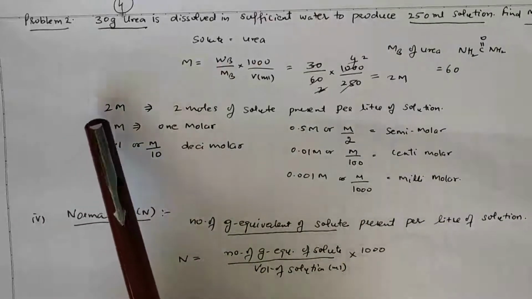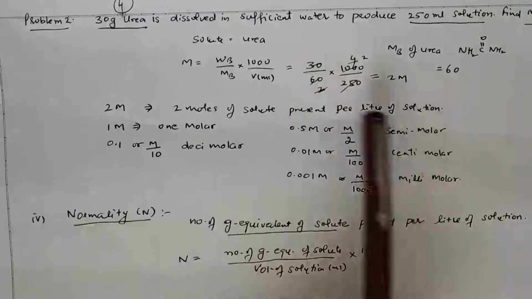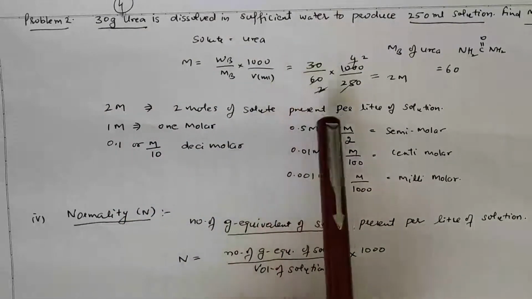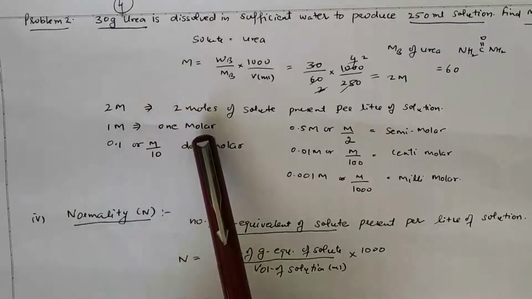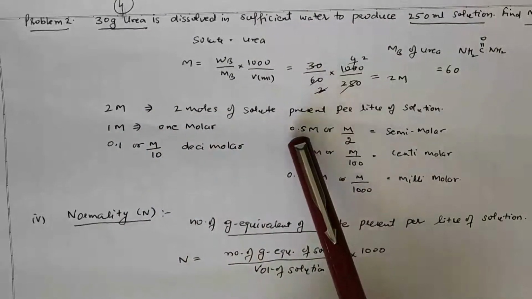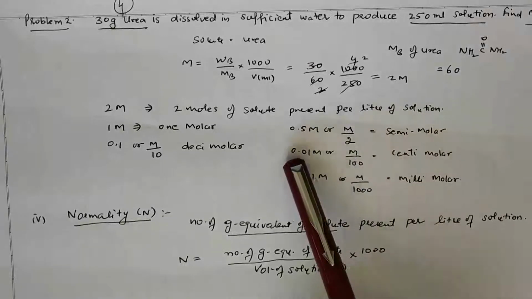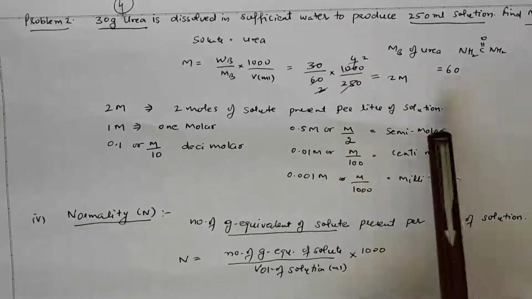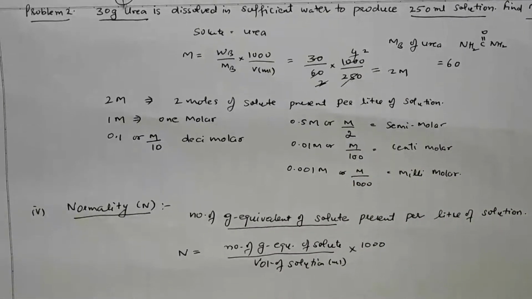Here are some terms. Like 2 M means 2 moles of solute present per liter of solution. What is the meaning of 2 M? It means 2 moles of a particular solute present in 1 liter of solution. If you have 1 molar, it's called 1 molar, simple. If we have 0.1 or M by 10, it's called decimolar. If we have 0.5 molar or M by 2, it is called semimolar. 0.01 is called centimolar. 0.001 is called millimolar. These are the terms which are generally used in numerical problems.